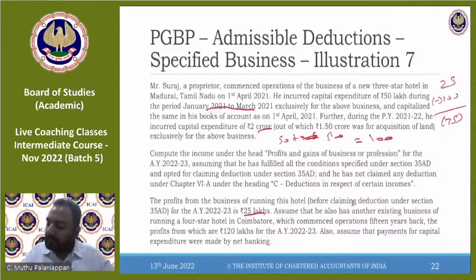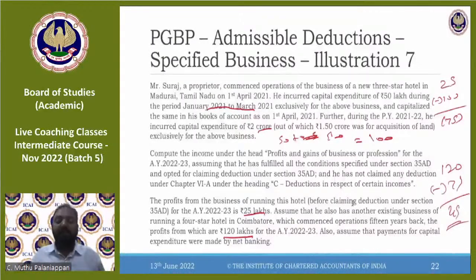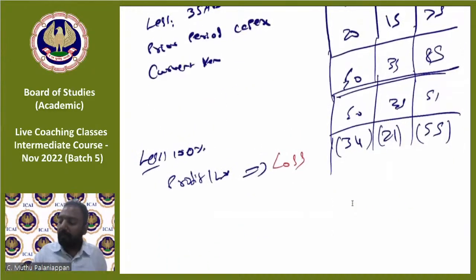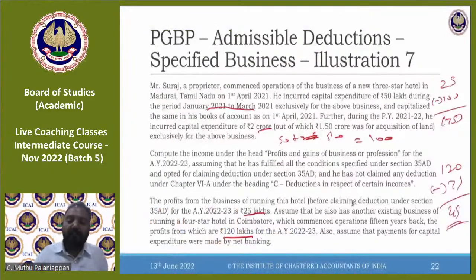Assume that you also have another existing business of a 4-star hotel in Coimbatore, 15 years back, with profit of 120 lakhs. Since that is also hotel business, I can adjust this loss of 75 lakhs with that business. So 120 minus 75 is what? 45. So this 45 lakhs will actually be my taxable business profits.